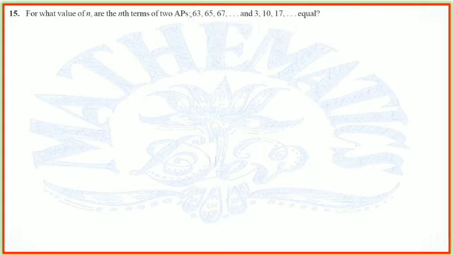We will be considering in general that the nth term of this AP and the nth term of this AP are equal. Then we will find the value of n, and we will tell at the end of the question that at this value these terms will be equal. Let us go for the solution.